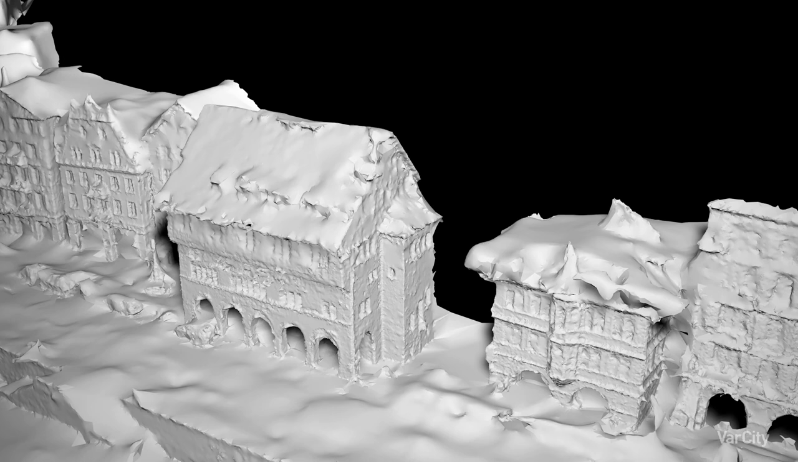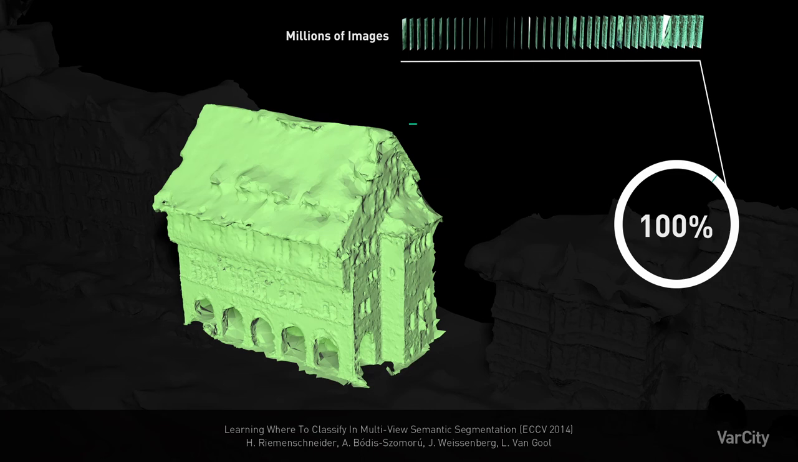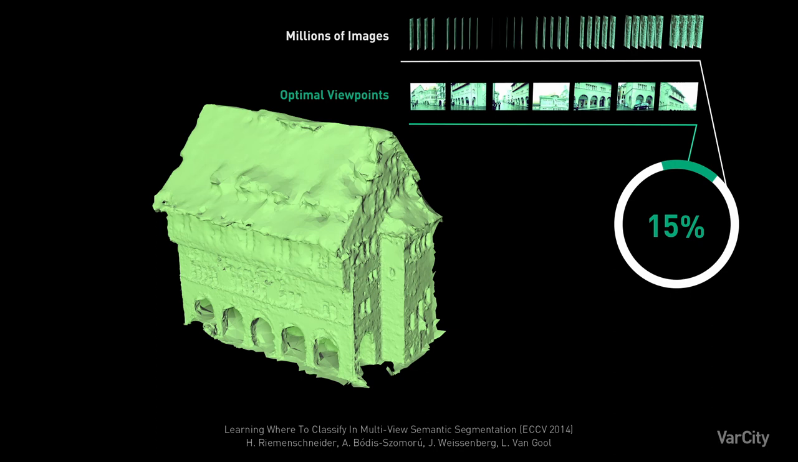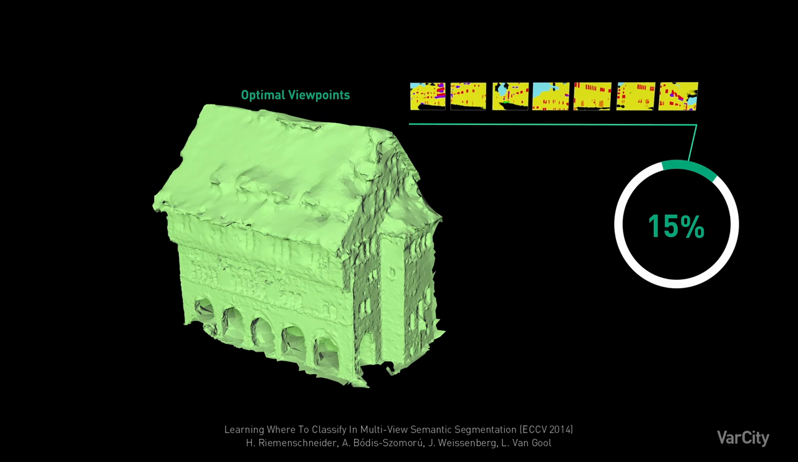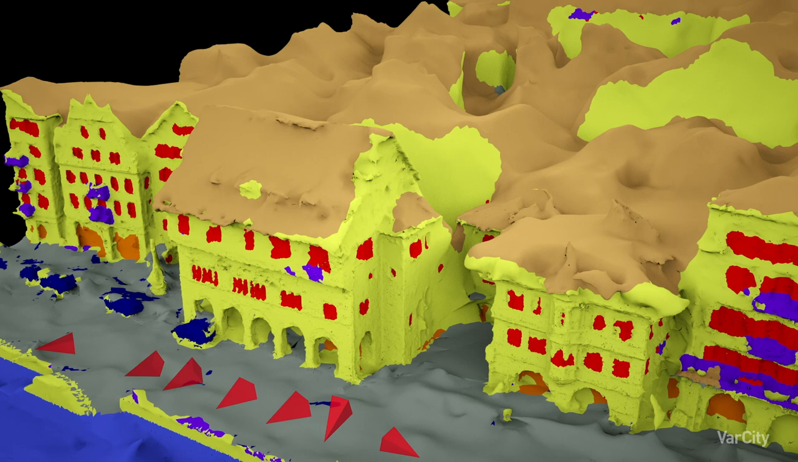Thanks to the dense data collection, we have millions of images to analyze. For efficiency, we developed methods that select the optimal viewpoints. This is essential, as we only need to process around 15% of the data, making our solution scalable to the whole city. The segmentations produced on these images are then projected onto the 3D model and fused. As a result, our semantic segmentation solution produces a unique, coherent 3D segmentation of the full city.